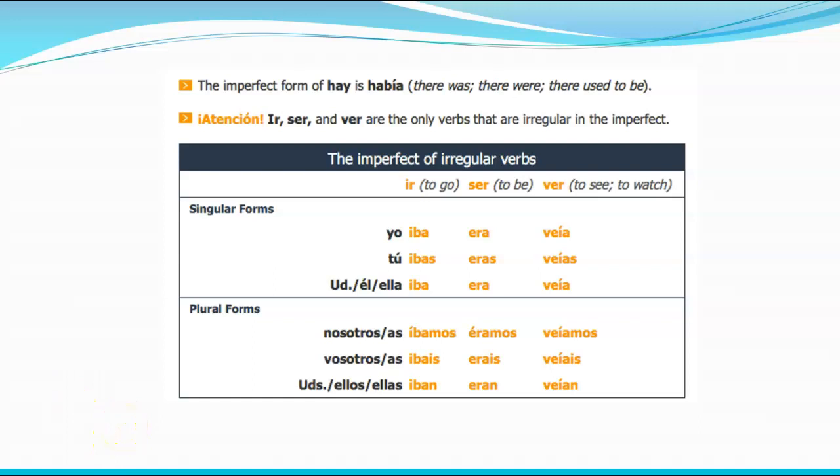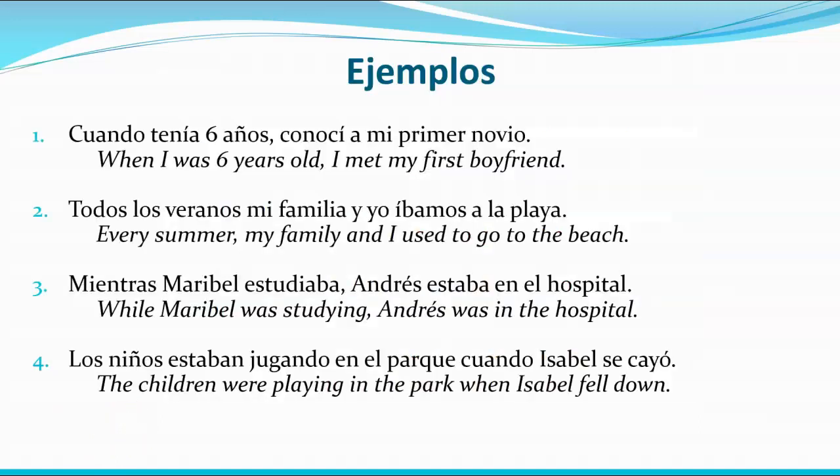We've spent all semester learning the forms. So some other examples are cuando tenía 6 años conocí a mi primer novio. So when I was 6 years old, I met my first boyfriend. Todos los veranos, mi familia y yo íbamos a la playa. So every summer, my family and I used to go to the beach. Mientras Maribel estudiaba, Andrés estaba en el hospital. So while Maribel was studying, Andrés was in the hospital. Los niños estaban jugando en el parque cuando Isabel se cayó. So the children were playing in the park when Isabel fell down.